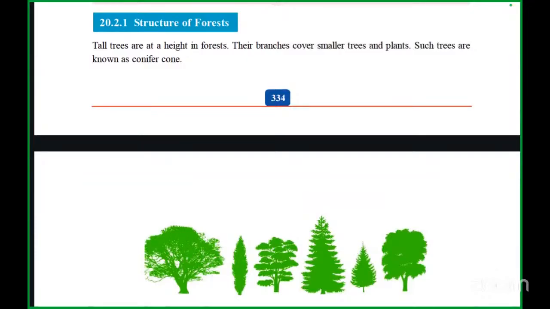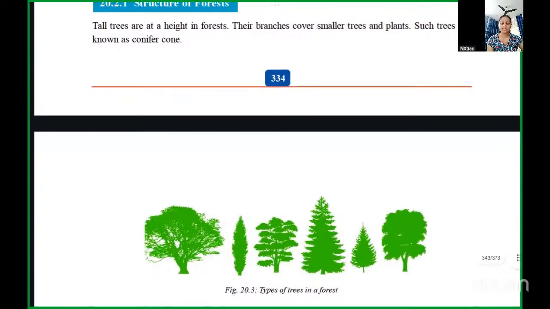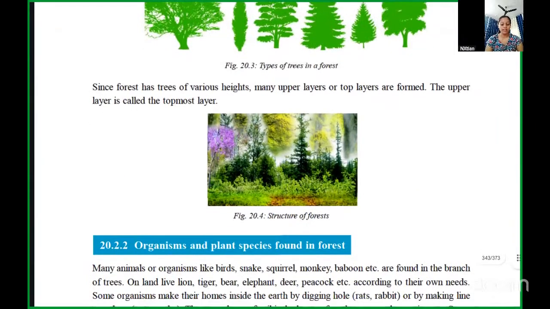We will check out the structure of forest. Now, tall trees are at a height in forests. Their branches cover small trees and plants. Such trees are known as conifer cone. Means tall trees are there in such a way that their branches cover small trees and plants. Since the forest has various heights, upper layers or top layers are formed. The upper layer is called the topmost layer.